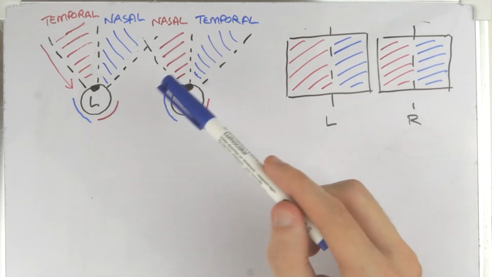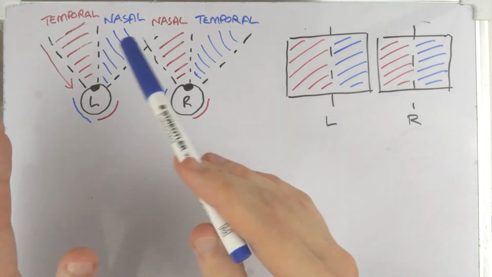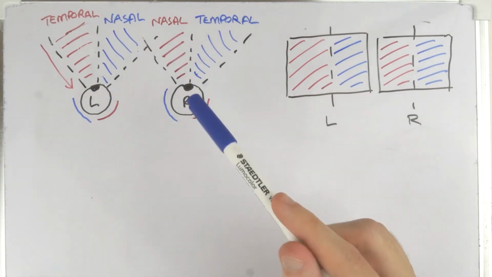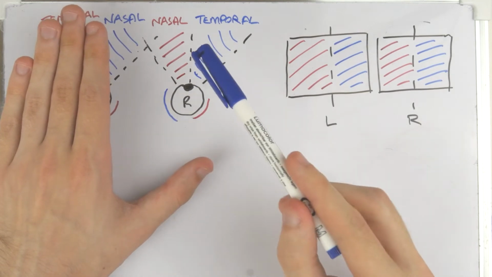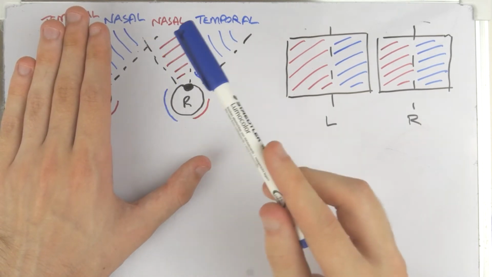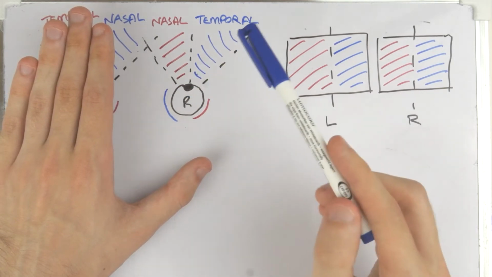And the reason that this is important is that it means that each of your eyes can build up a complete picture of what's in front of you independently. If I get rid of the left eye, your right eye can still see things that are to the left hand side of you through its nasal field and things that are to the right of you through the temporal field.